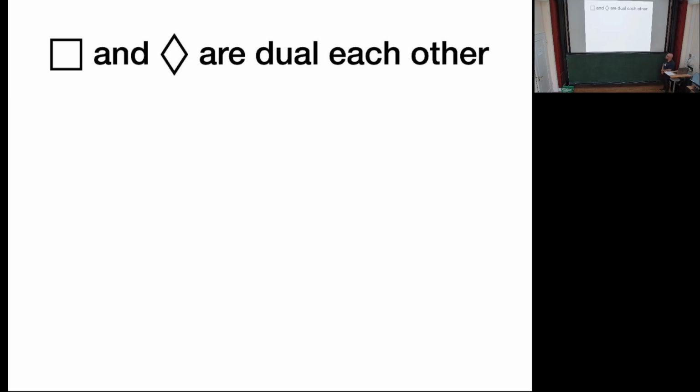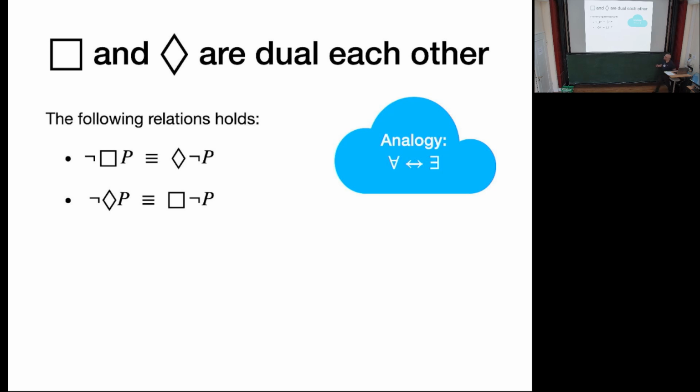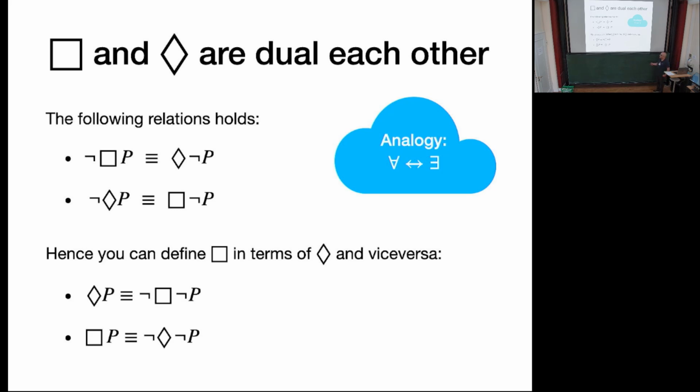The first thing that is useful to know is that box and diamond are dual to each other. This means that the negation of box P is the same as diamond of the negation of P, and the same for diamond and box. There is a strong analogy with the quantifiers for all and exists. This means in particular that you can define diamond in terms of box, and you can define box in terms of diamond. Very often we take just one of the two operators as the primitive, and the other is just an abbreviation of its dual.